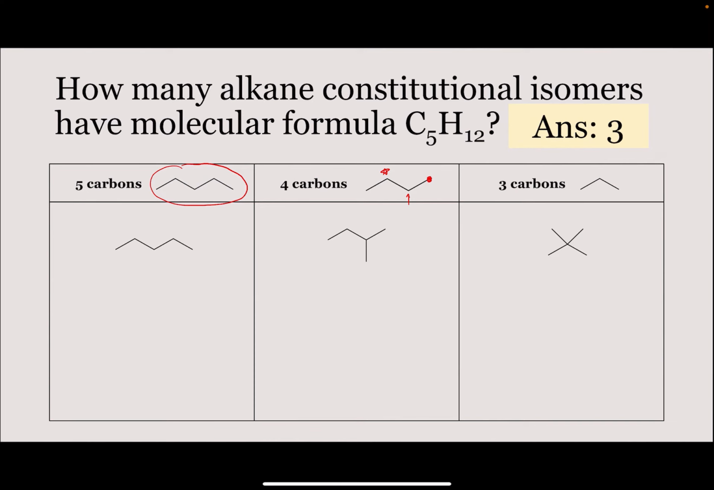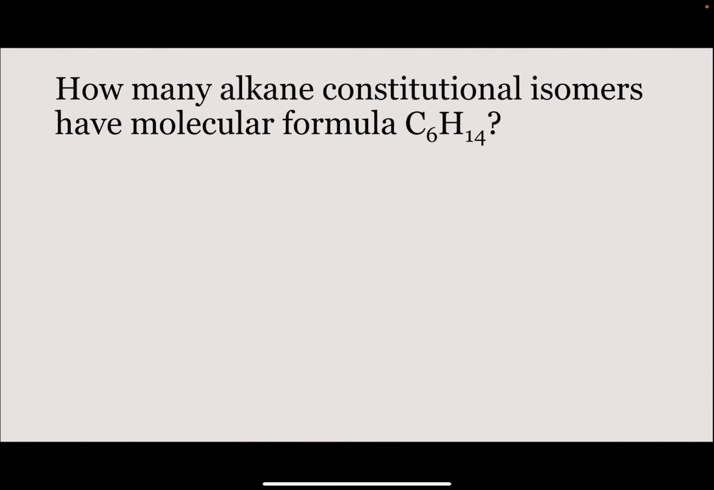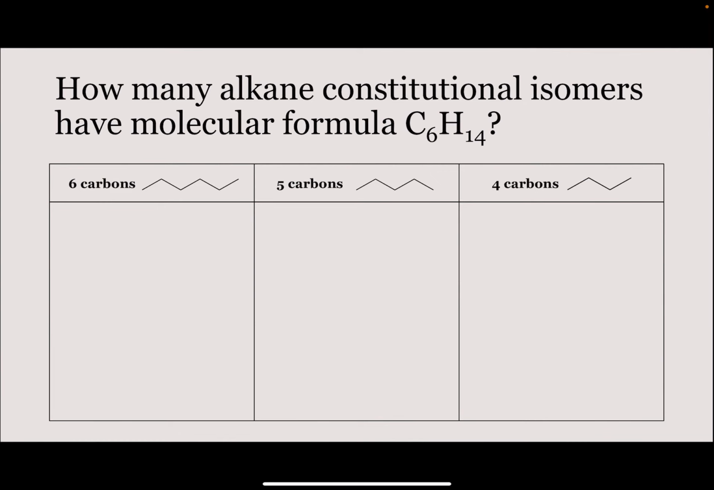Okay, let's try one more, C6H14. We're going to do the exact same setup over here. For 6 carbons, just the original molecule. For 5 carbons, we can either add the carbon group there or the carbon group in the middle. For 4 carbons, we have to add 2 carbon groups now. We can either add them both to the same carbon there, or we can add them to different carbons. Right? Remember, we cannot ever add a carbon group to the end, as that will yield an identical compound.